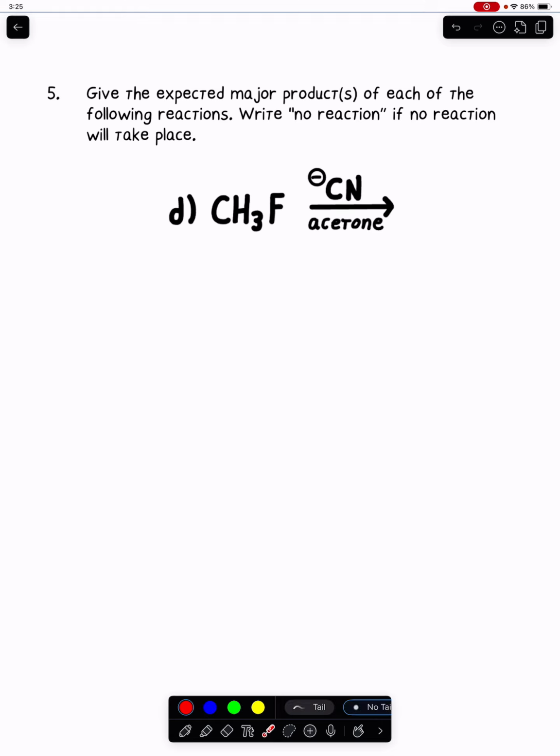We kind of know that this is potentially going to be an SN2 or no reaction at all. In the future, you won't be able to just say that because you'll have a lot more reactions you have to look at and consider. All right, so we're just going to go through the process here.